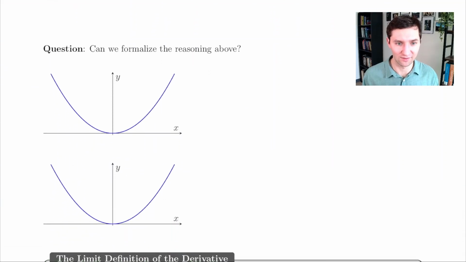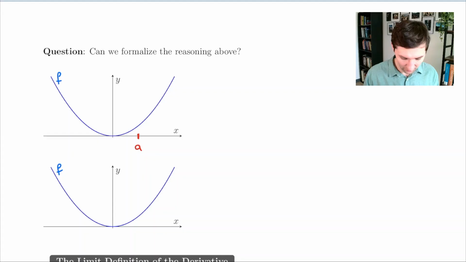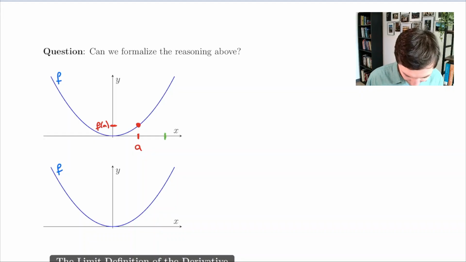Let's formalize this process. I am going to choose first x equal to a on the x-axis. This is a function f. The input a has the corresponding point on the graph of the function with the y-coordinate f of a. Then I need to choose the second point on the x-axis. Because that second point will be moving closer and closer to the first point, I will call it by x. This means that the point on the graph of the function has the corresponding y-coordinate of f of x.